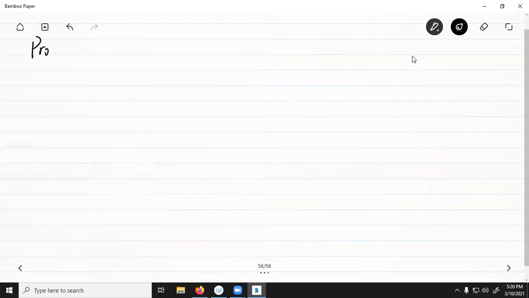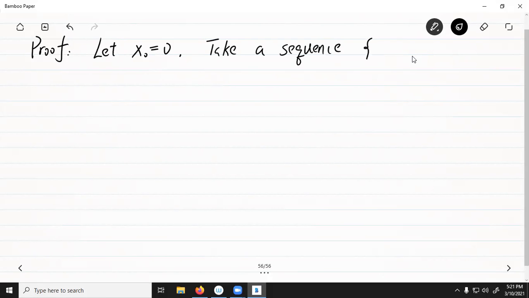Proof. For the first case, x naught equals 0. Then we take a sequence which is minus 1 over n.